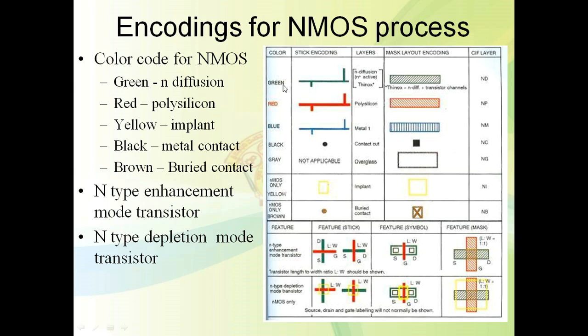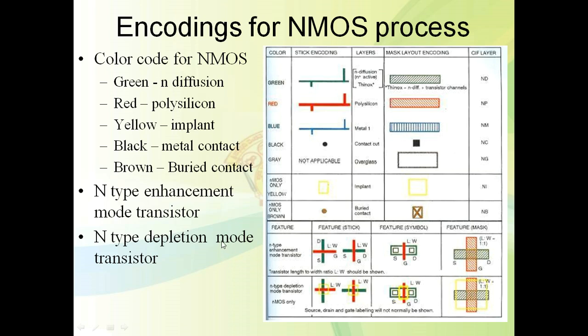You can see here in the diagram, the green color is used for the stick diagrams, that is, the green stick is nothing but the N diffusion layer, the red stick is nothing but the polysilicon layer, and the blue line is used for the metal, for the VDD and VSS rails. Black is used for contacts. And you see here yellow is used for showing the implant.